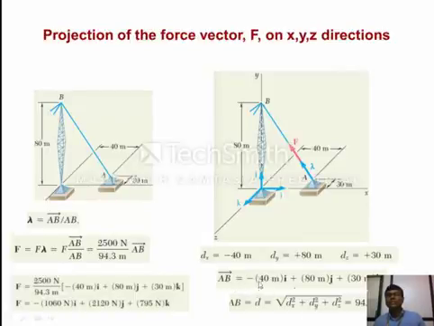AB, the vector, is nothing but dx i plus dy j plus dz k. So the magnitude of AB, once you find dx, dy, dz, you can find out that magnitude quantity. Now you know the vector and its magnitude. So it's very simple. What is the unit vector? Lambda AB is the AB vector divided by the magnitude of AB.